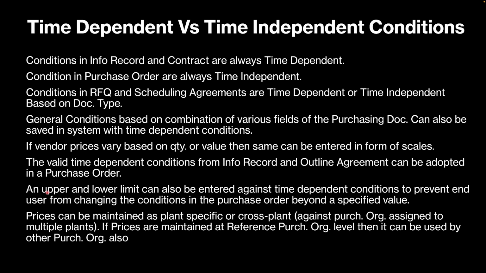And as we saw earlier, an upper and lower limit can also be entered against time dependent conditions to prevent the end user from changing the conditions in the purchase order beyond a specified value. So when you adopt these info record and outline agreement, then based on this upper and lower limit, you will be allowed to change the prices in the purchase order up to this limit only. Okay, and these time dependent conditions can be maintained either as plant specific or cross plant. That is, in plant specific, you will have plant code also as a variable in the condition table. For cross plant, you will not have the plant code as a variable in the condition table.